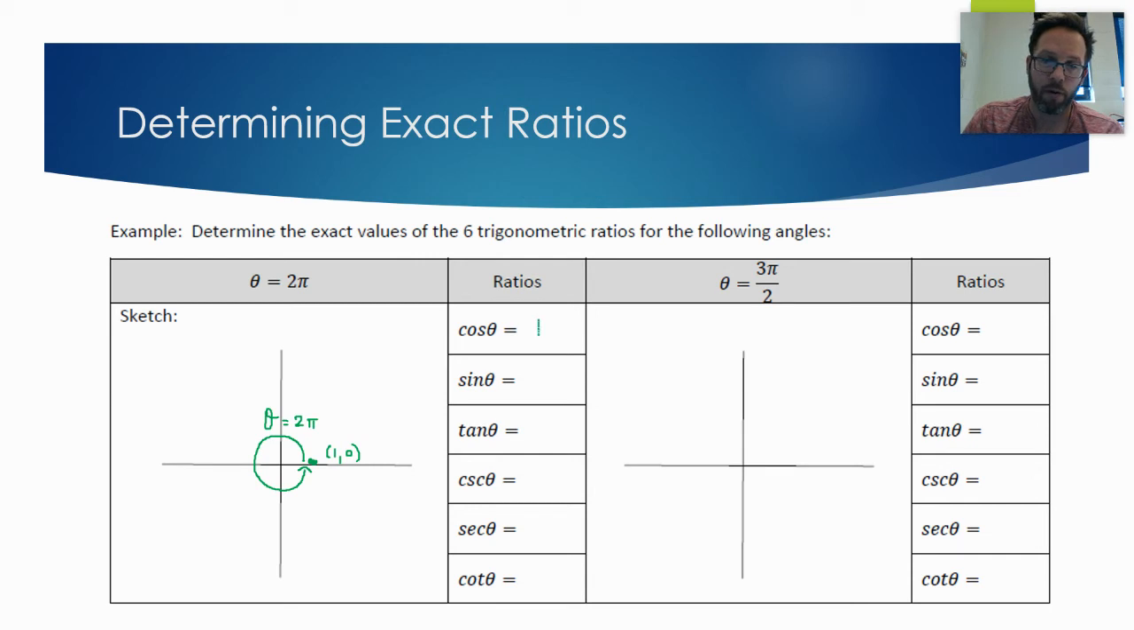So the cosine would be 1, the sine would be 0, the tangent would be sine over cosine, 0 over 1, which is 0. And then our other ones are just the reciprocals. I just realized I have cosine here and cosecant here. Didn't mean to psych you guys out. The reciprocal of sine, undefined. The secant is just the reciprocal of cosine. 1 over 1 is 1. And the reciprocal of 0, so cotangent, is undefined.